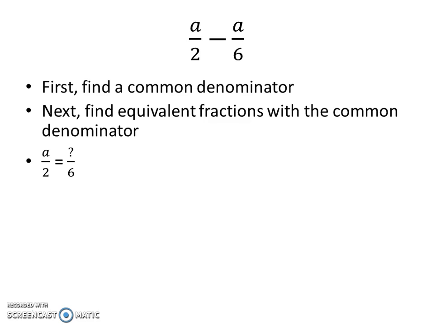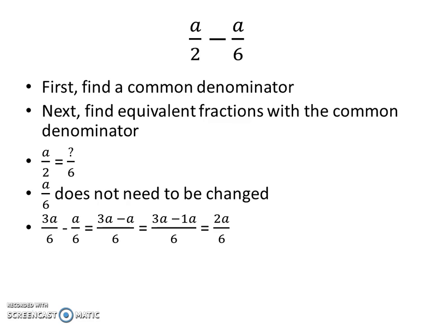So I know that 2 times 3 is going to give me 6. So I need to scale up by the same thing on top. What's nice with my second fraction is that a over 6 already has a denominator of 6, so I do not need to change it. So now that I have changed a over 2 to 3a over 6, I can now subtract. So below is my subtraction. So if I do 3a minus a, that is going to give me 2a. So now I have 2a over 6.